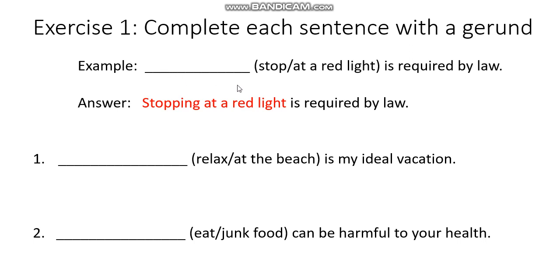So we have space, okay, is required by law. So we have stop and at a red light. Okay, so to make this a gerund, we add ing to the verb, which is stop. So the answer is stopping at a red light is required by law. So pause the video really quickly, complete the exercise, and then press play when you are ready to see the answers.